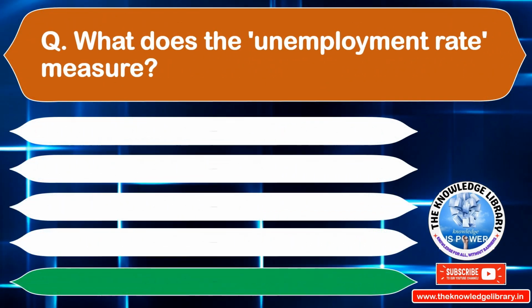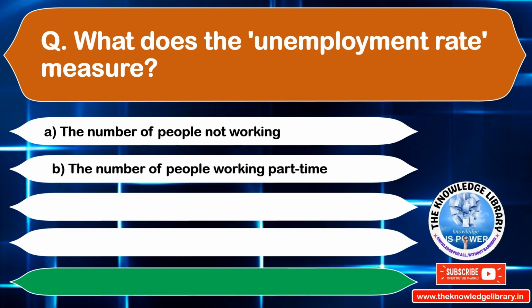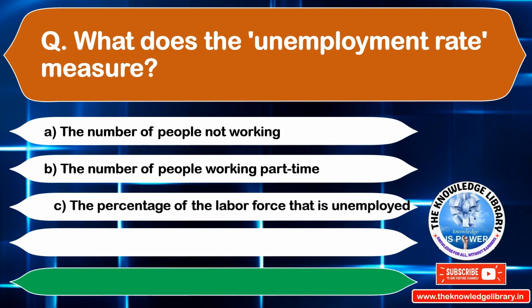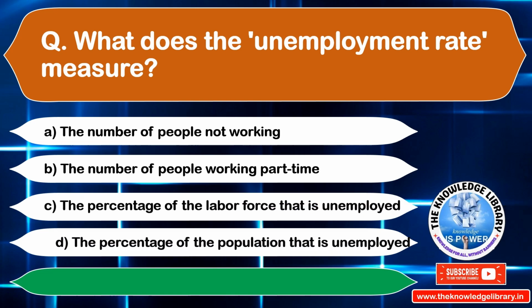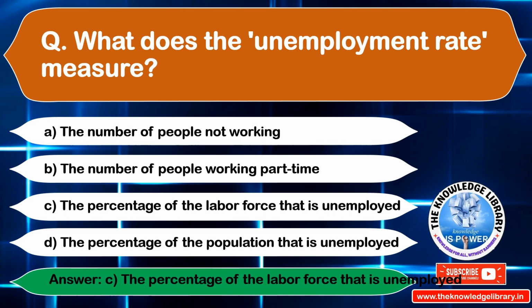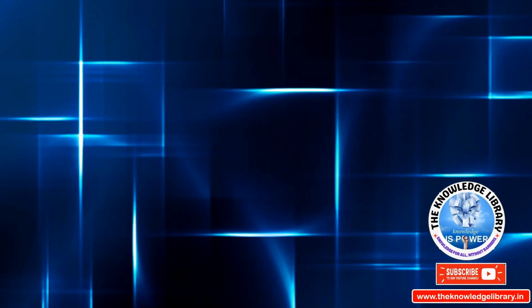What does the unemployment rate measure? Option A, the number of people not working. Option B, the number of people working part-time. Option C, the percentage of labor force that is unemployed. Option D, the percentage of the population that is unemployed. The correct answer is option C, the percentage of the labor force that is unemployed. Move to the next question.